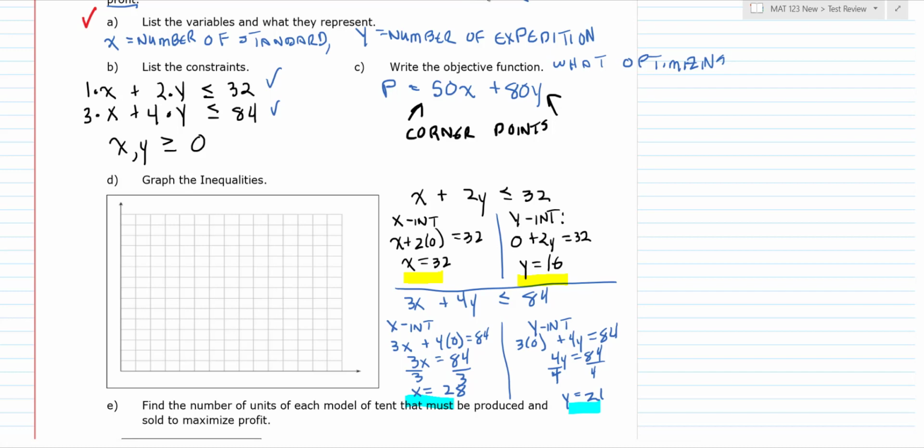Okay, now after I get my x and y intercepts, that gives me a good idea of how to scale my x-axis and y-axis. The biggest x-intercept is 32, so I'm going to go out to 32. The biggest y-axis intercept is 21. So it doesn't really matter how you do this. I'm going to go something kind of like this. I'm just going to go by 5s and label it 5, 10, 15, 20, 25, 30, 35. Okay, like that. Okay, that's the x-axis.